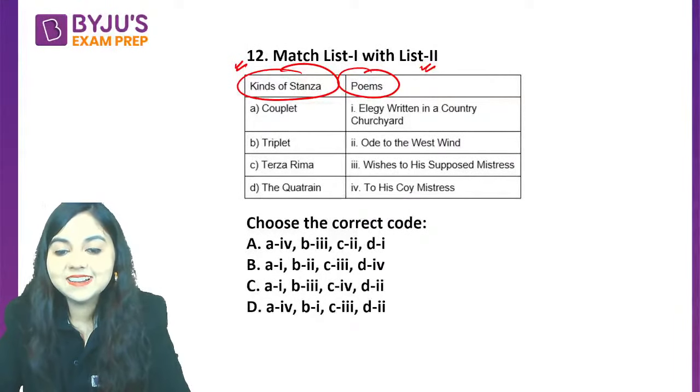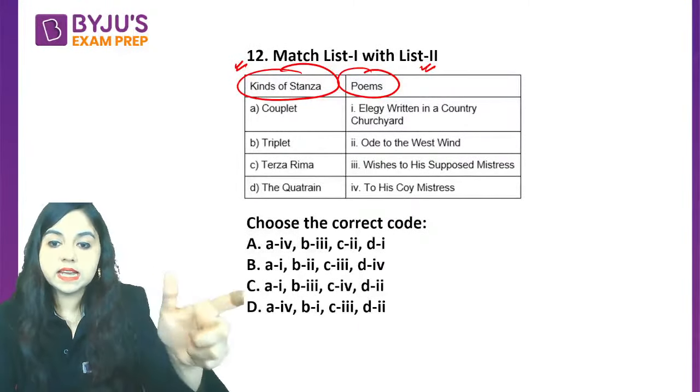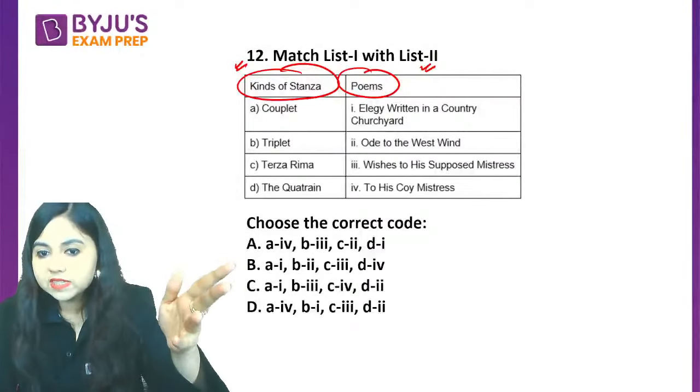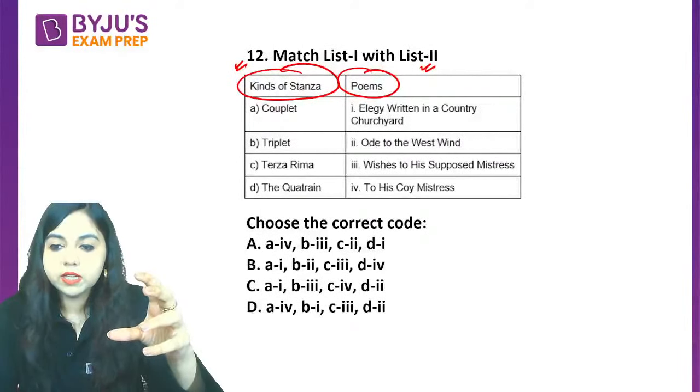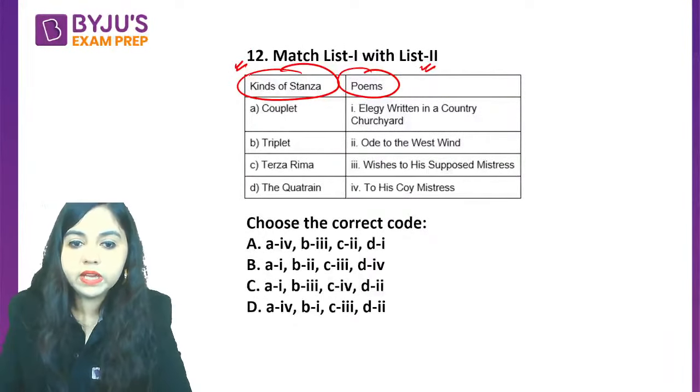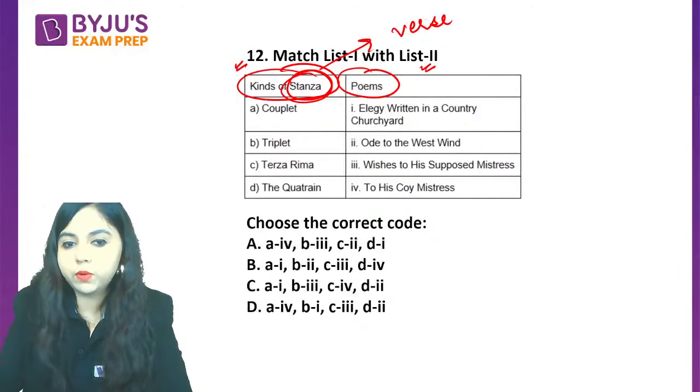That's the right answer. So if you look at it, a stanza is actually a group of verse lines in a poem. Usually the stanza of a given poem also has uniform lines all together. So when you're looking at the stanza forms, what kind of verse formation would you have?